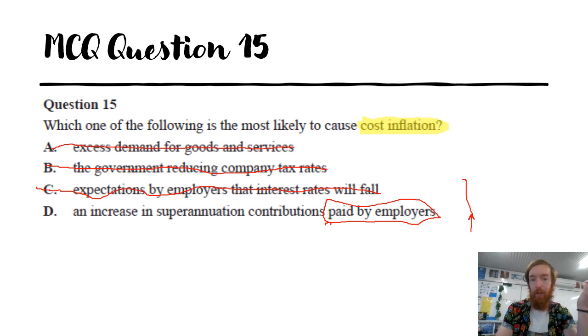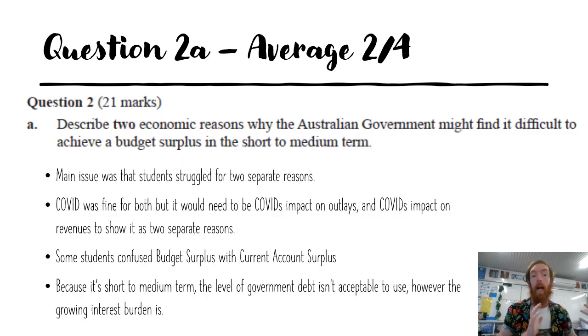So yeah, only about half the students got that right, and it was really, really simple to get right if you knew the correct logic. Now again, just a short answer. So I'm going to go with 2A first. This one should be a relatively simple question.